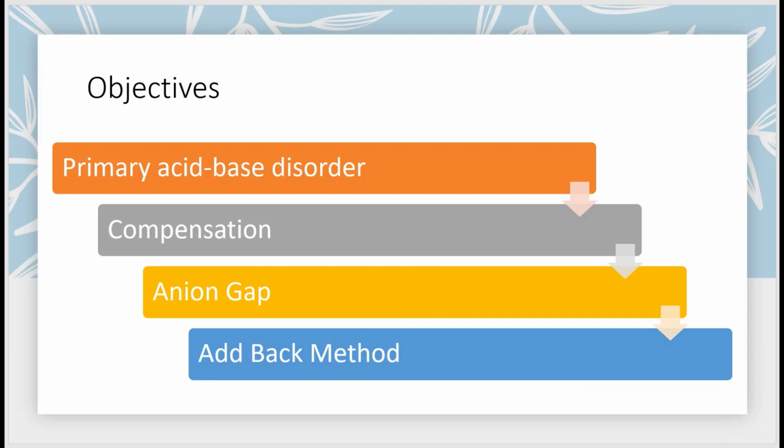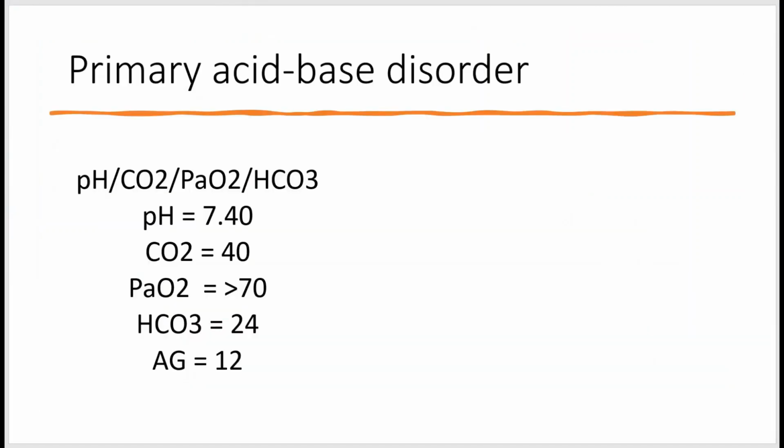We'll talk about how to determine primary acid-base disorder, compensation, anion gap, and add-back method. So first things first, to determine primary acid-base disorder, you want to determine if it's alkalosis or acidosis, and if it's metabolic or respiratory. So to start, these are the normal values.